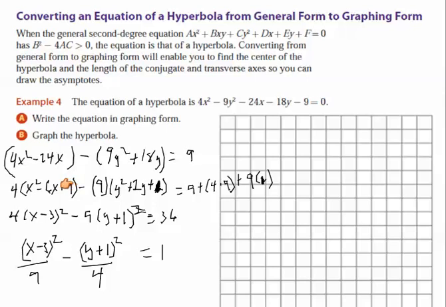Okay? I'm going to factor the 4 out, complete my square, and I'm going to get x minus 3 squared with the 4 out here in the front. And I've got a 9 here, and y plus 1 squared is equal to 36. When I divide by the 36, I'm going to get x minus 3 squared divided by 9 minus y plus 1 squared divided by 4 is equal to 1. That's the graphing form for a hyperbola, right? Easy enough to do. We've done that in the past.